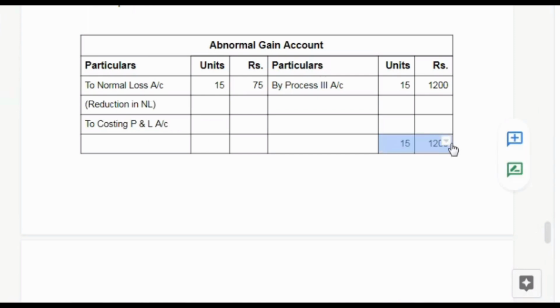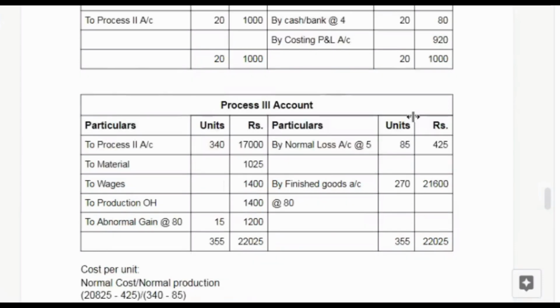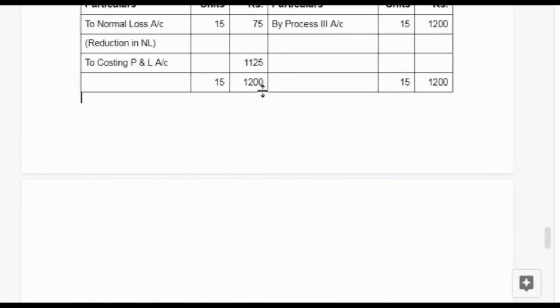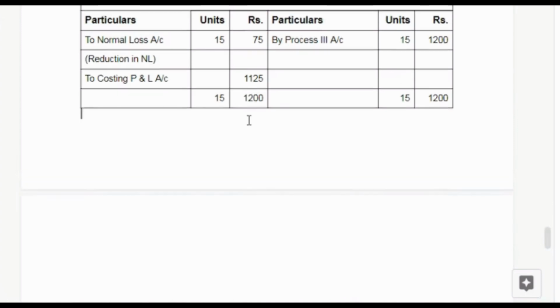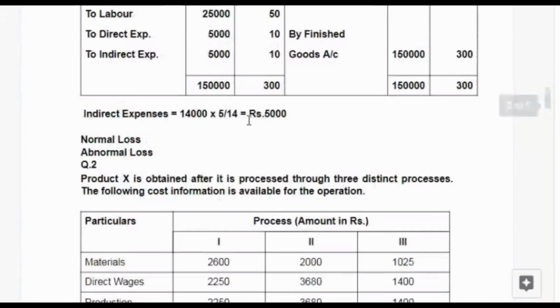The same on the debit side, one amount, and the difference is 1125. That is considered as your profit, and it is transferred to costing profit and loss account. Loss is also debited to costing profit and loss account. Clear? So this is the simple procedure to calculate the example with normal loss and abnormal loss.